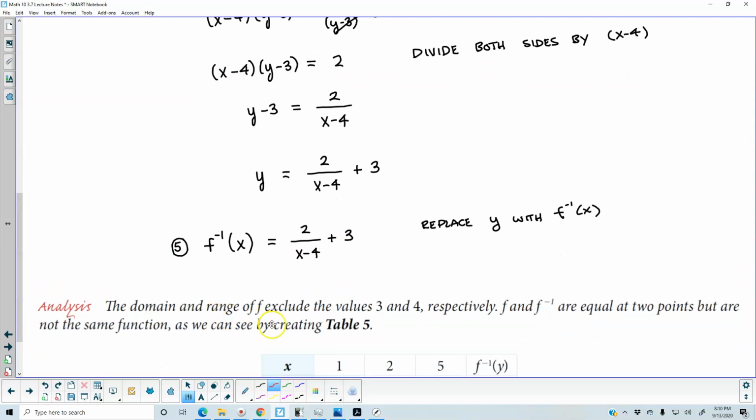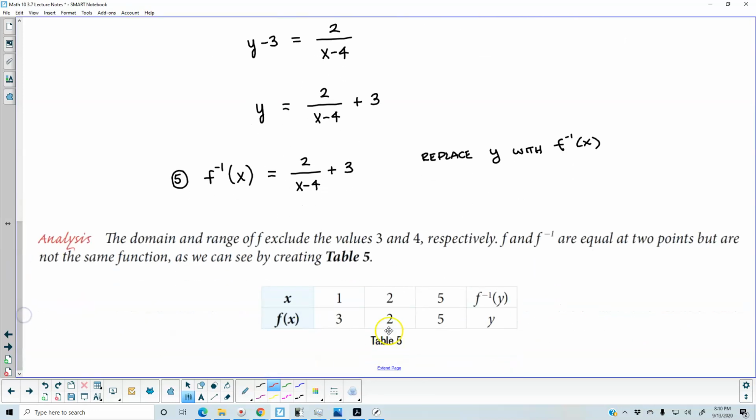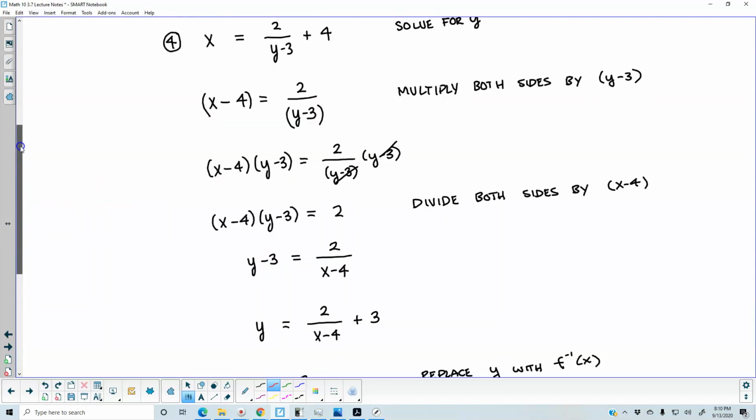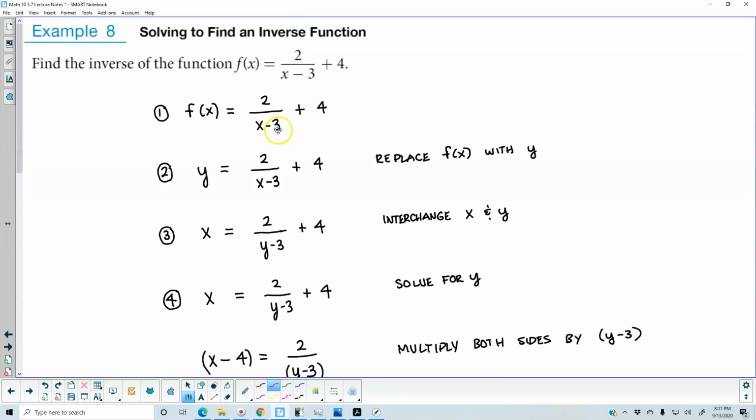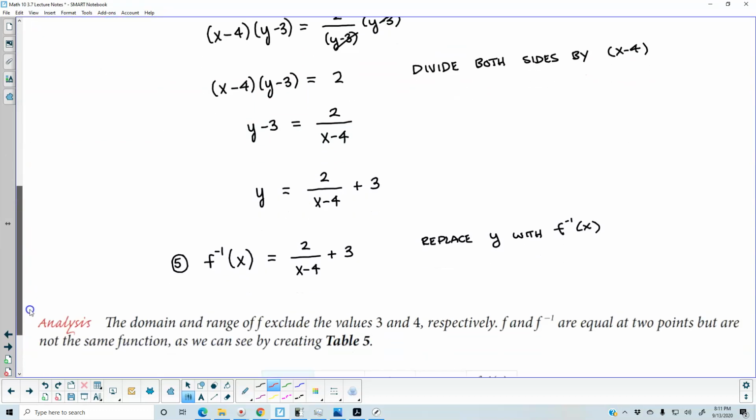Now the domain and the range of f exclude the values 3 and 4 respectively. F and f inverse are equal at 2 points, but are not the same function, as we can see by creating the table. So we have 1, 3, 2, 2, 5, 5. F inverse of y is y. So we just need to be careful: when we look at the original function, the domain tells us that we have to restrict 3 from this function. And then when we find the inverse, we have to restrict 4 from this function so it doesn't become undefined.